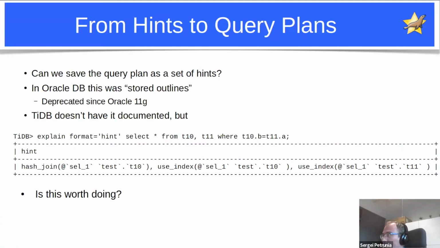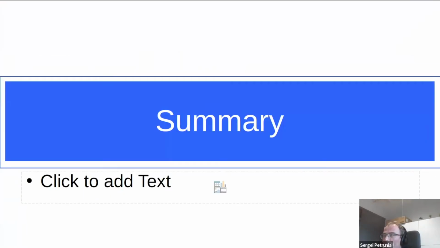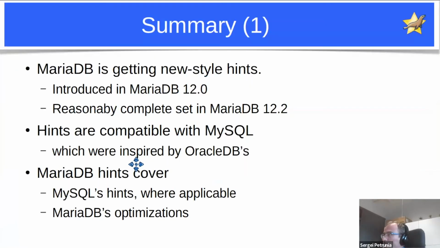We have not committed to doing this yet, but I think it is an interesting direction. So that's the current status. So, summary: MariaDB is getting new style hints. We introduced it in 12.0. 12.2 has a reasonably complete set.